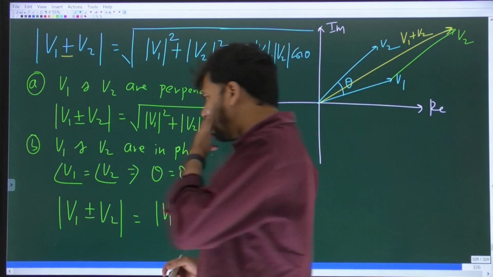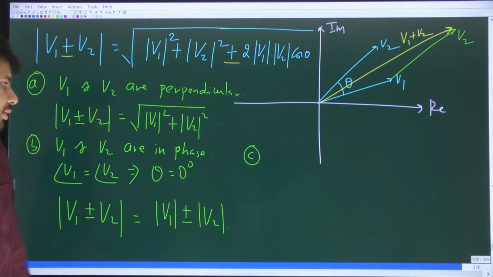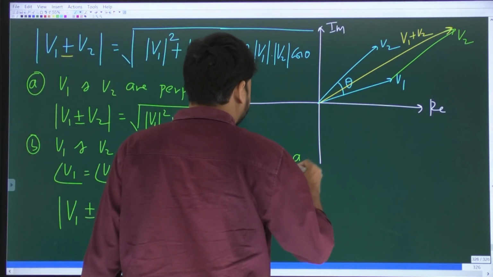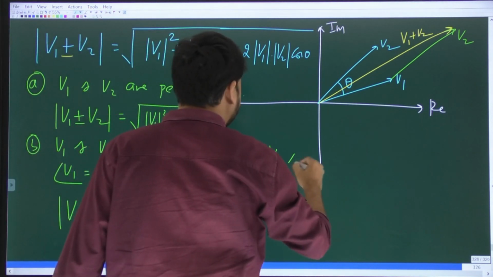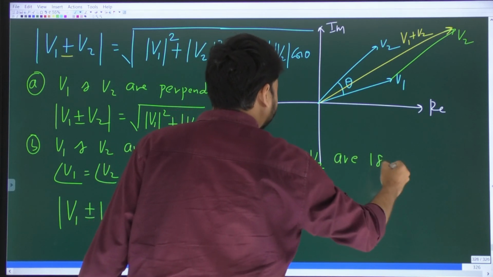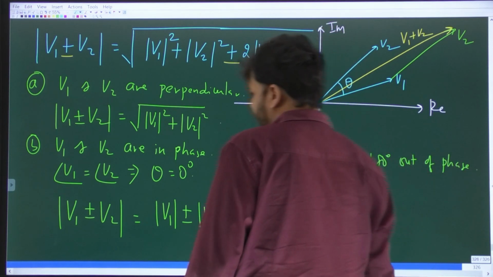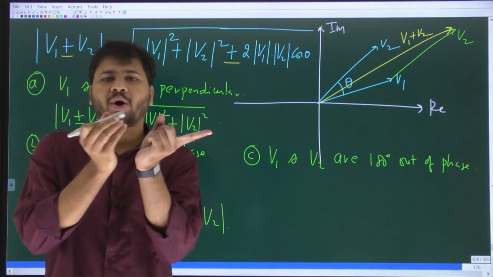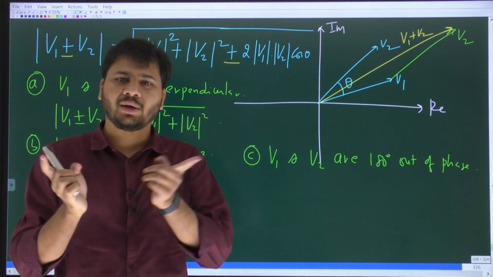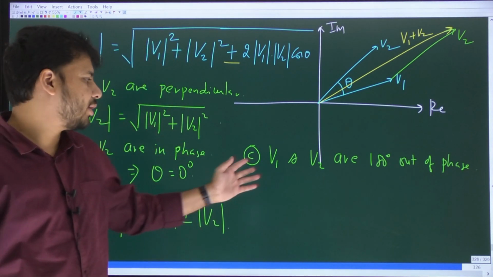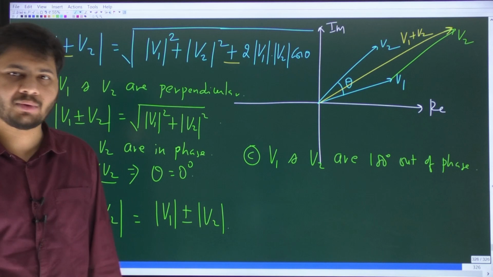Okay. And then we have another case where V1 and V2 are 180 degrees out of phase. You can also have a set of two phasors which are 180 degrees out of phase. That means both the phasors will point in opposite directions. If one phasor is pointing towards the right, the other phasor will point exactly towards the left. That is the meaning of V1 and V2 are 180 degrees out of phase. In other words, the angle between the two phasors is 180 degrees.